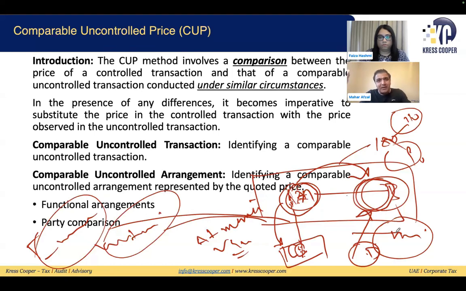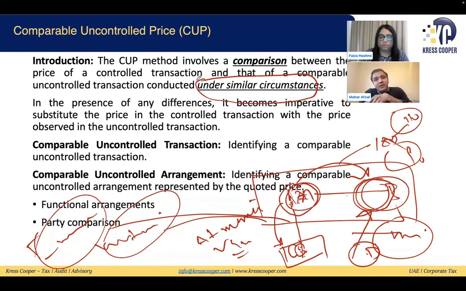So through the CUP method, through the comparable uncontrolled price method of transfer pricing, we can assess what should be the fair market value for the goods and services for the transactions happening between the related parties. This is a comparison of the price of a controlled transaction, as I mentioned in the definition as well, with the price of an uncontrolled transaction under similar circumstances. This phrase is very important. Under similar circumstances, we'll discuss in detail.